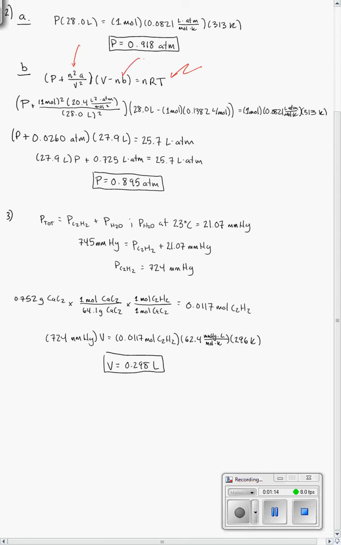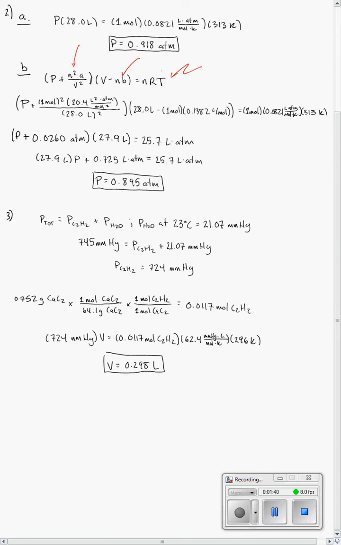This second part of the equation, nb, accounts for particle volume. Again, n is the number of moles, and b is another constant. Different gases have different a's and b's, and these are all values that you can look up. The hardest part of this problem is probably just doing the algebra and keeping your numbers straight. We have all the information we need, you just need to plug it in.